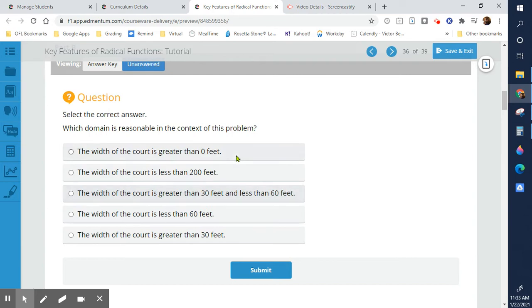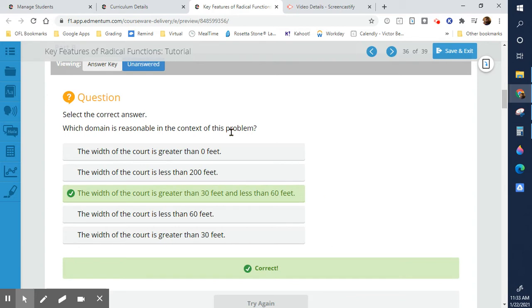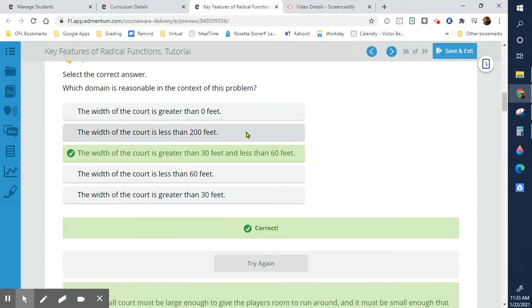Because 0 feet, it's like, well, what if you have a 1 foot basketball court? Not going to work. With less than 200, I mean, yeah, but again, that can also be 1 foot. With less than 60, I mean, yes, but again, you can still have that one. Greater than 30, yes, but what if we get up to 200? So I think right here in the middle is a good, that's reasonable for a basketball court.